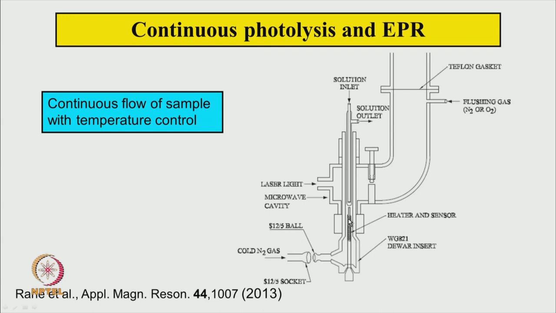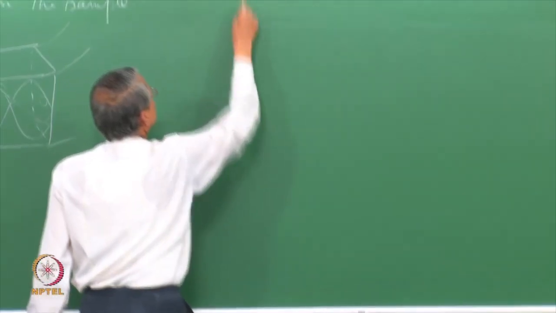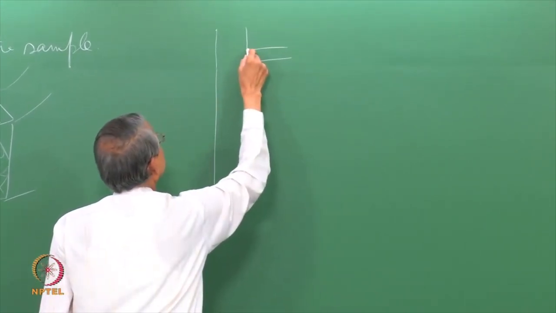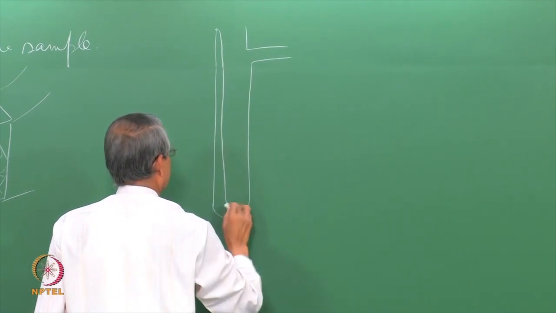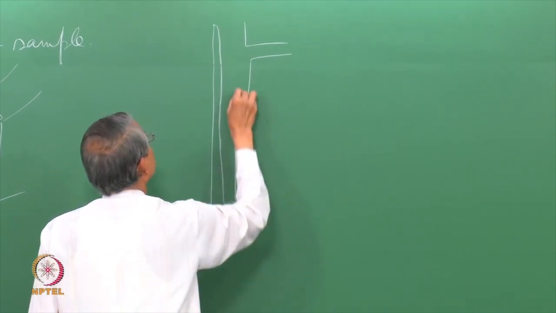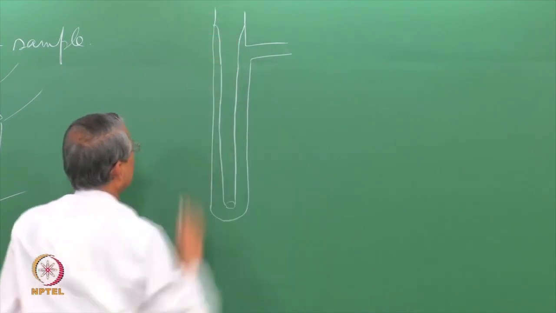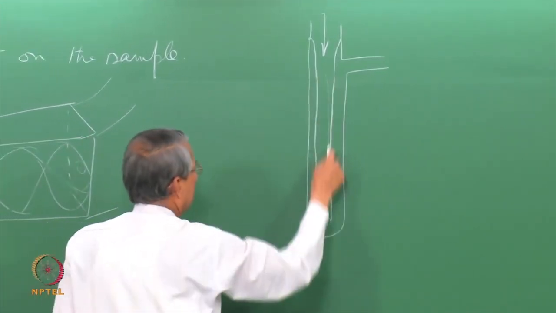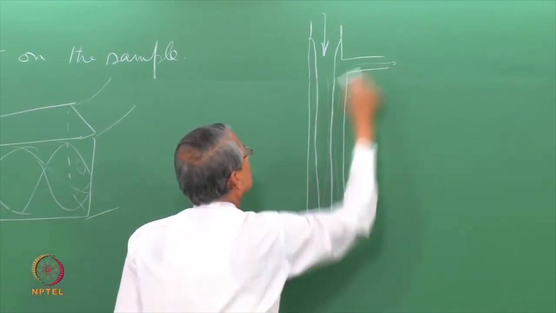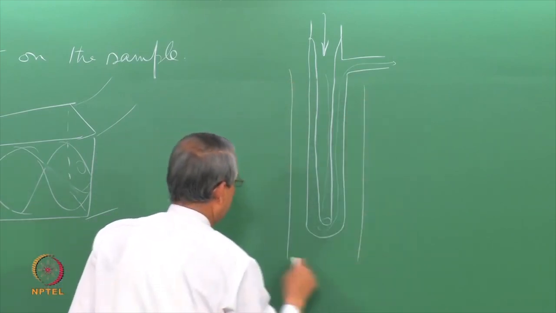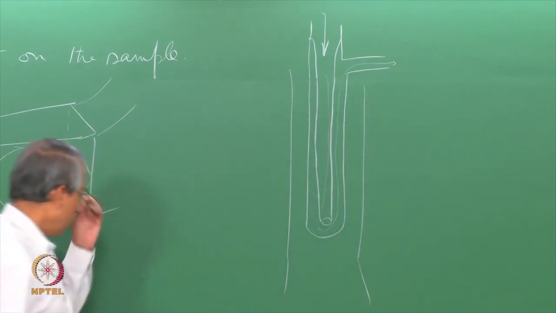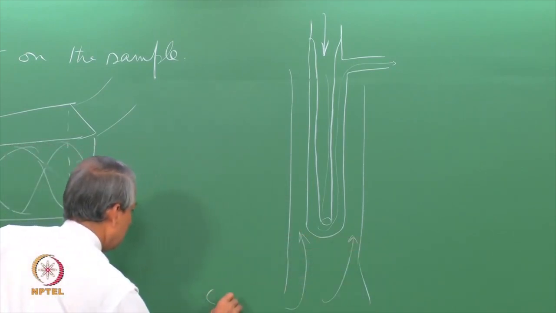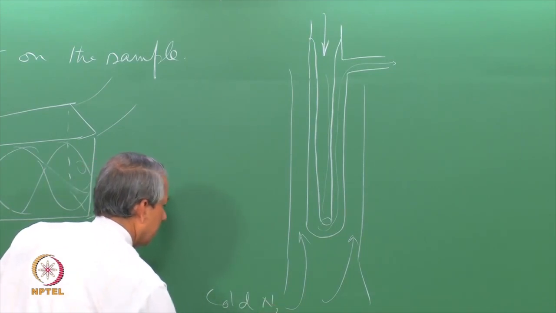Another possibility is that here there is a special tube which is used, which looks like this. So, the liquid sample enters here and then comes out, and this is kept inside a standard variable temperature Dewar insert, through which cold nitrogen gas is passed.